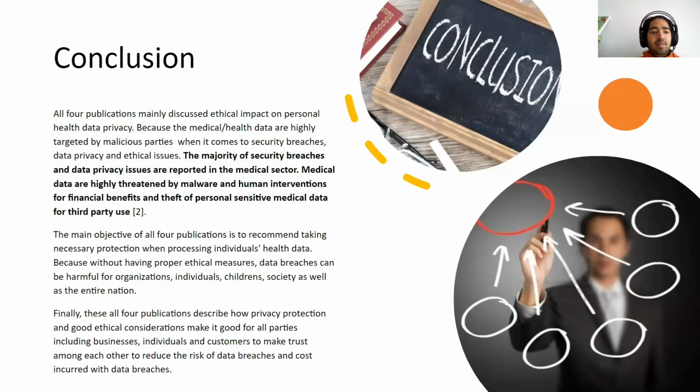As a conclusion, all 4 publications mainly discuss the ethical impact on personal health data, because medical health data are highly targeted by malicious parties when it comes to security breaches. It creates ethical issues. These malicious parties can be third parties, can be pharmaceutical industries, an insurance industry, or different political or international bodies. Some are trying to hack these data for different purposes.